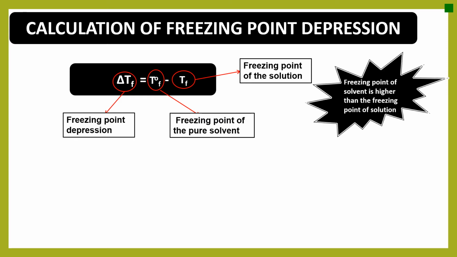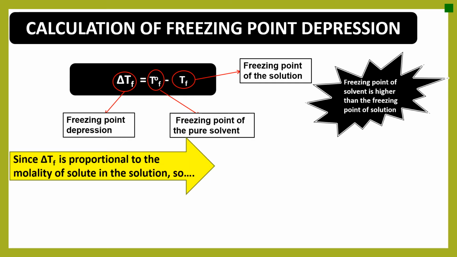This is calculated in this way because the freezing point of the solvent is higher than the freezing point of the solution, which is the opposite for the case of boiling point elevation. For the boiling point elevation, we have seen that we take the boiling point of the solution minus the boiling point of the pure solvent. But this time we take the freezing point of the solvent because it's the one that's higher minus the freezing point of the solution because it's the one that's lower.